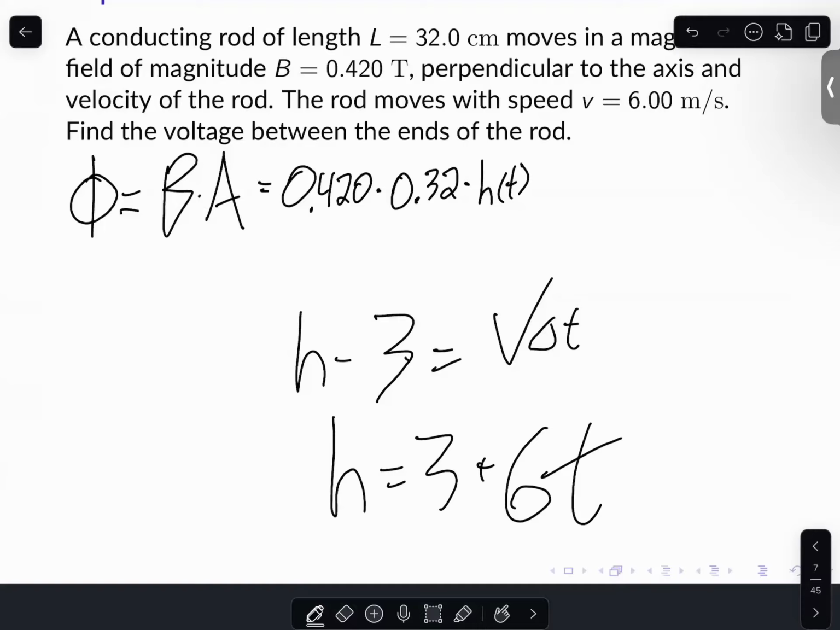I feel like this was more mysterious than it should be at this point. Please turn to your neighbor and walk through how we got this. If you start 3 meters tall and are moving at 6 meters per second, please discuss how you get 3 plus 6t.